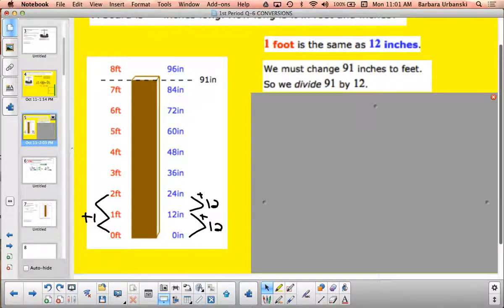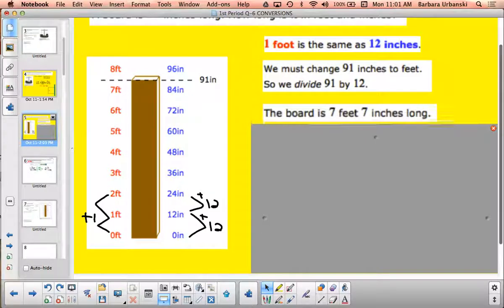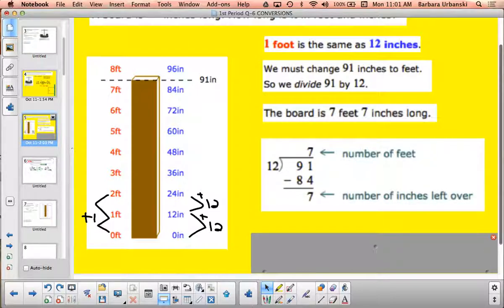And they're telling us that we must change the 91 inches to feet. And therefore, because there are more inches, we know that if we divide by 12, we are going to get a smaller number, which would give us our feet. And they're giving us the example that the board is 7 feet, 7 inches long. And how did we come up with that?